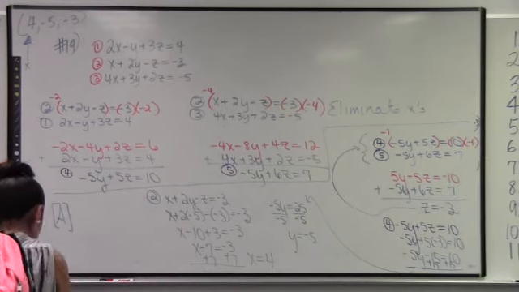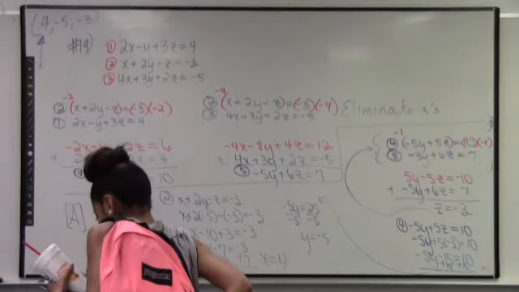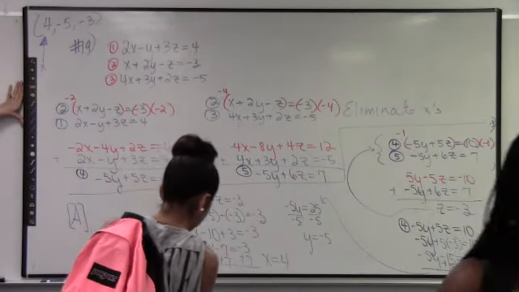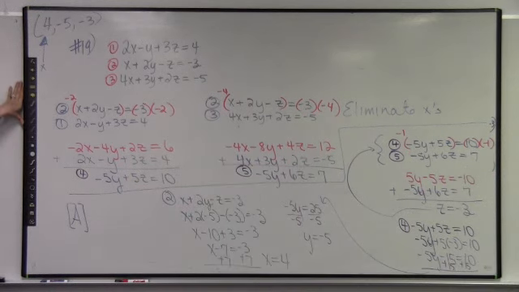Johnny, was it a sign problem? And once again, how can you check to see if that ordered triple is correct? To all three of these, right? All three. It has to check in all three. Johnny would have caught his mistake by plugging it in at the end and noticing it didn't work.